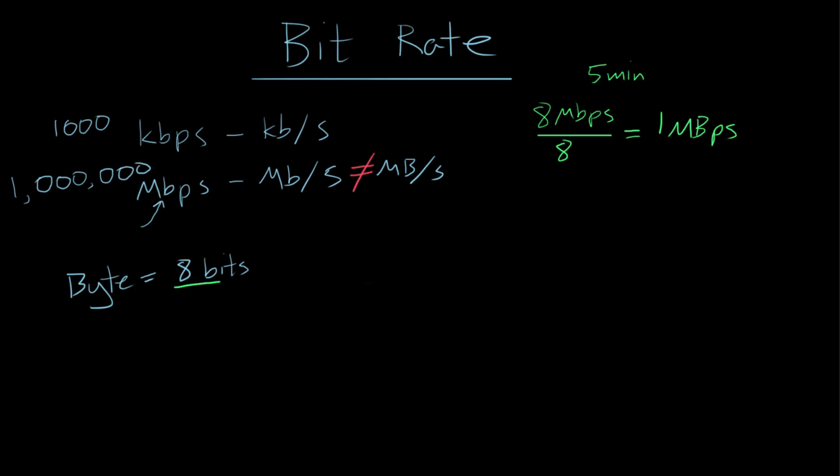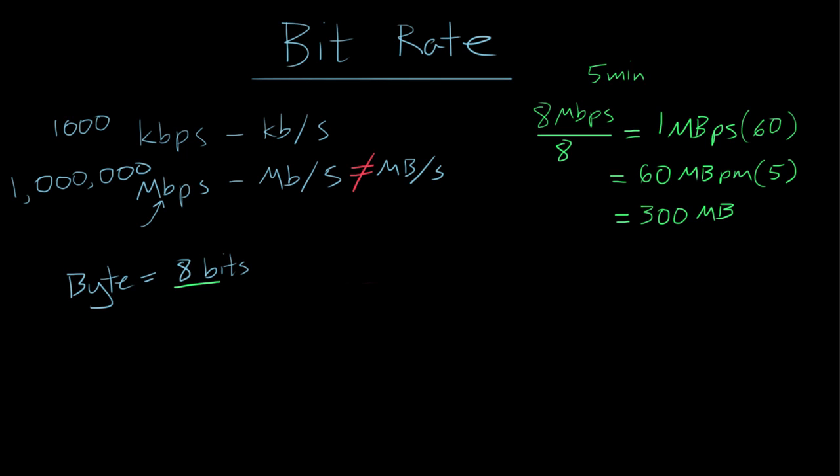And then now I need to translate into minutes. So there are 60 seconds in a minute. So I'm going to multiply this times 60, and that will give me 60 megabytes per minute. And then I have 5 minutes. So I'm going to multiply that by 5, and that gives me 300 megabytes.